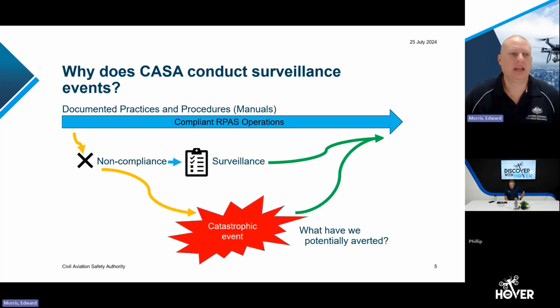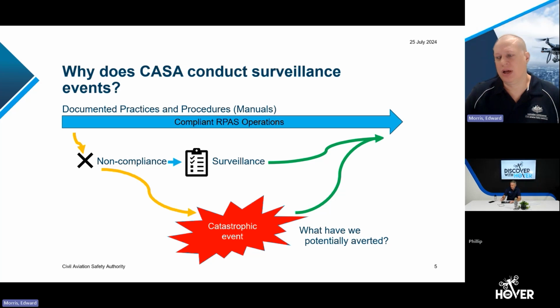Why do we conduct surveillance? Okay, so essentially we want to maintain compliant operations, maintain aviation safety. We do that initially through your documented practices and procedures. CASA reviews those documented practices and procedures, finds them acceptable, and you operate in accordance with those.